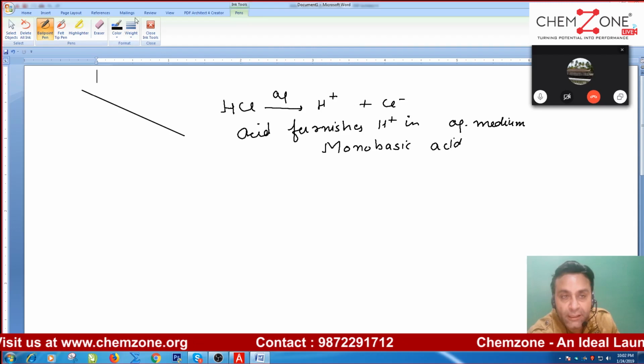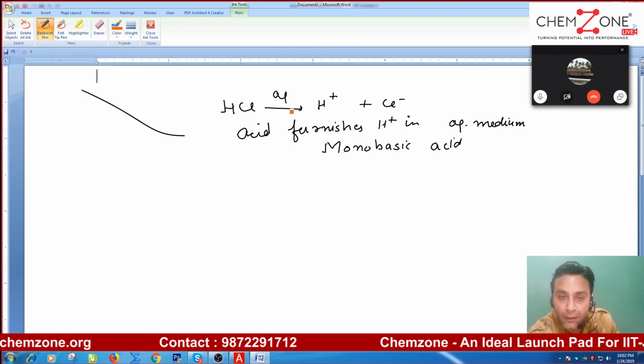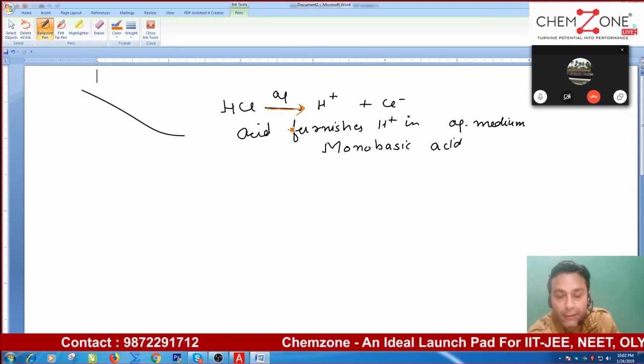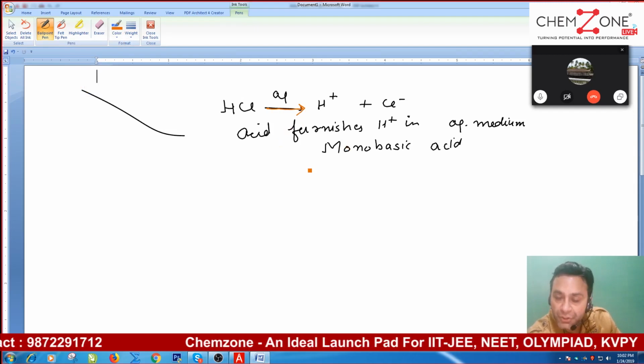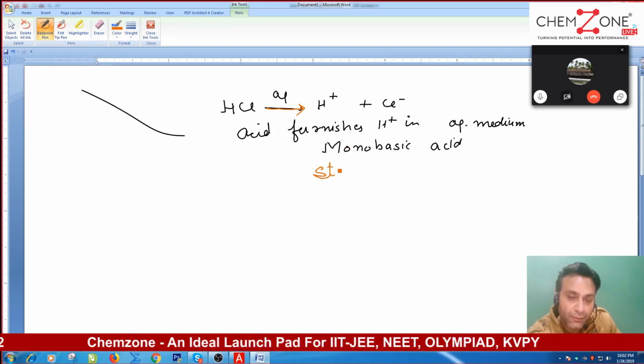And you can see that I am using here one single arrow. It means this reaction is going only in the forward direction. So this is a strong acid. Right?